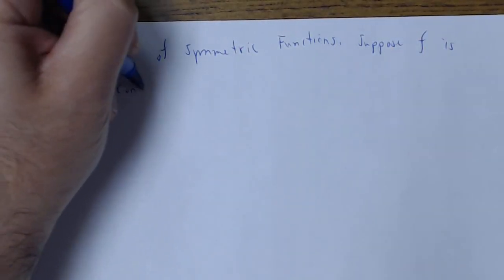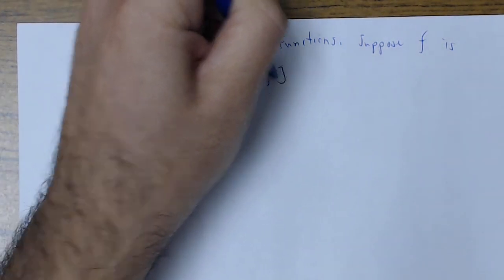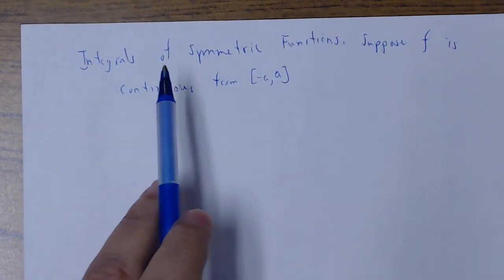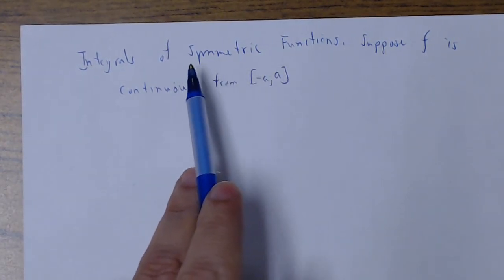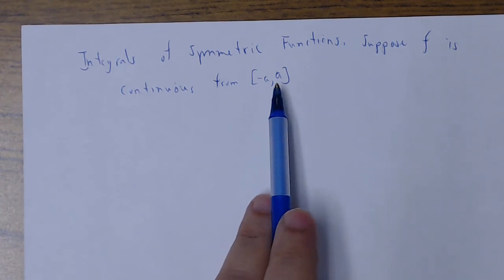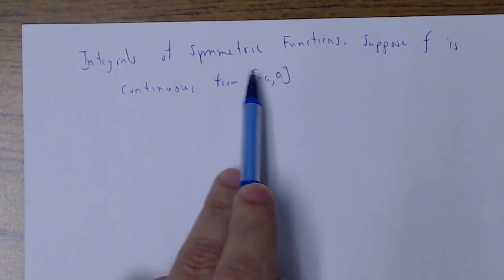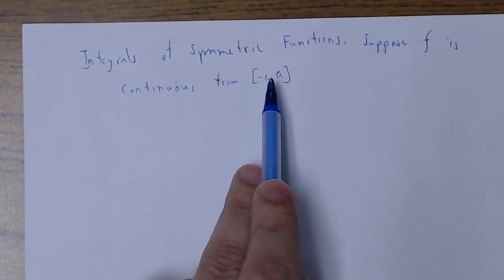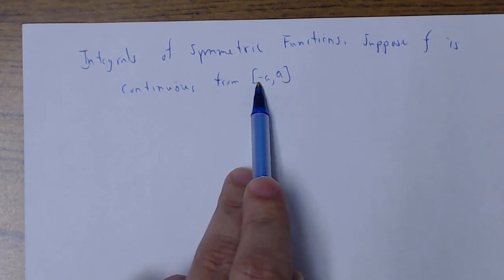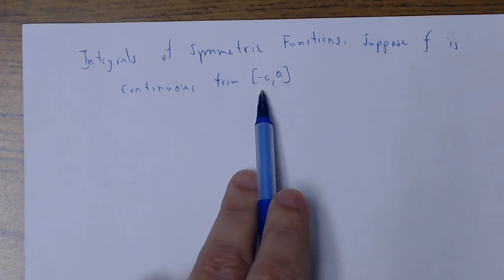So let's write this out. So this is integrals of symmetric functions. I'm going to say, suppose f is continuous from -a to a. And what's key is these are exact opposites. So for these symmetric functions, we have to start from opposite values. Whatever this is, this has to be the exact opposite. So remember, this only applies when I'm going from -a to a.